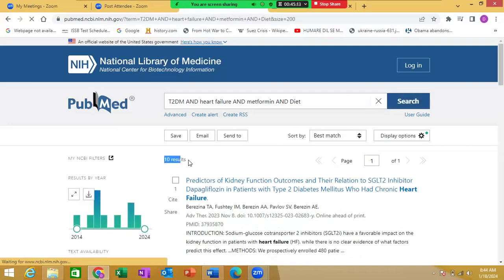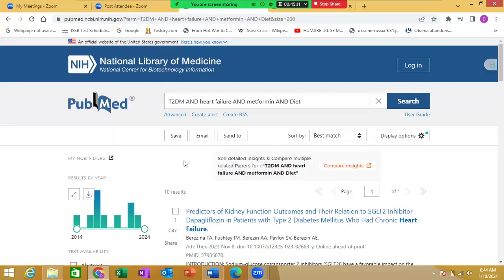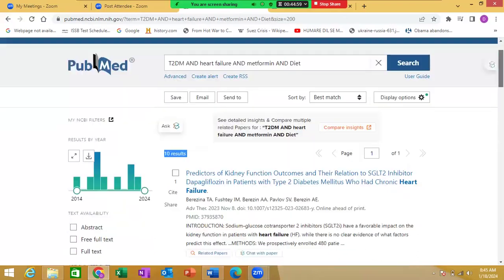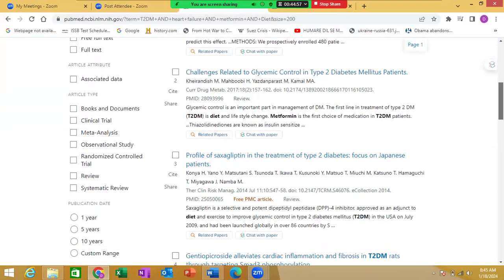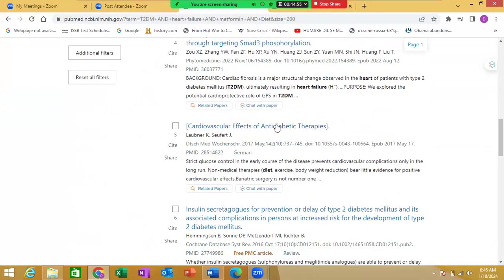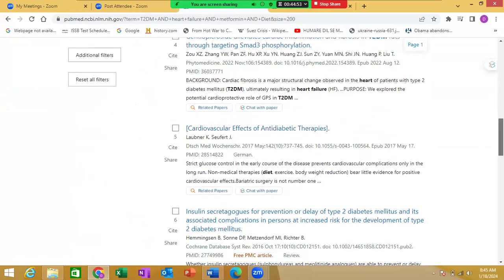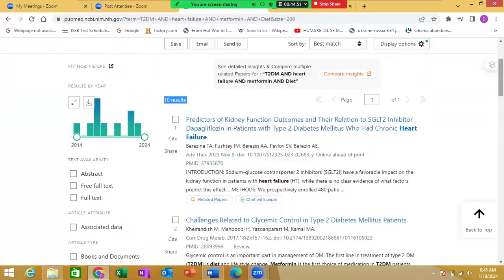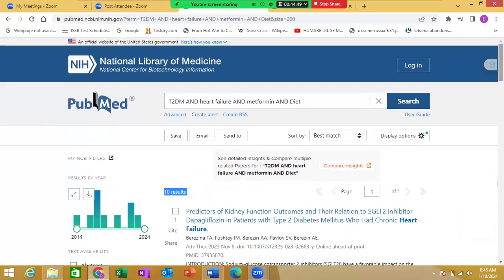See, it is giving us just 10 results. That will be quite easy to look into these 10 studies and see if they can be used in our systematic review or meta-analysis. Here are these 10 studies. You can open any of these and read that. I'm not going into that detail. I'm just helping you understand how these Boolean operators work and how you will search.